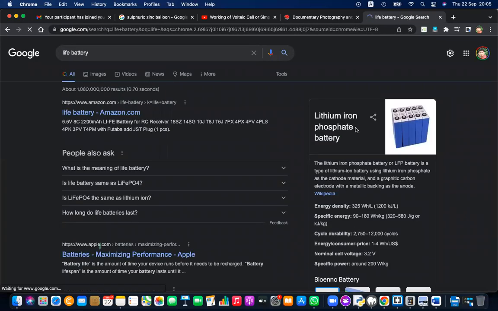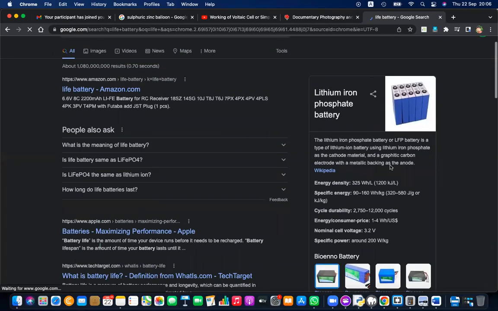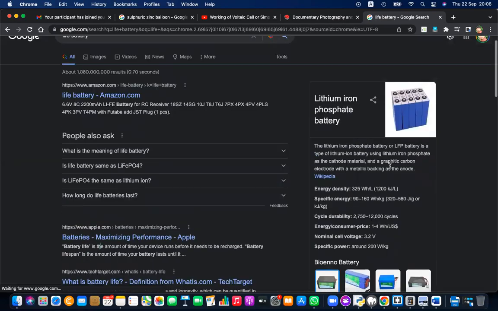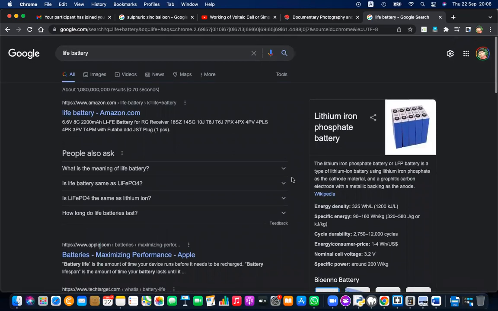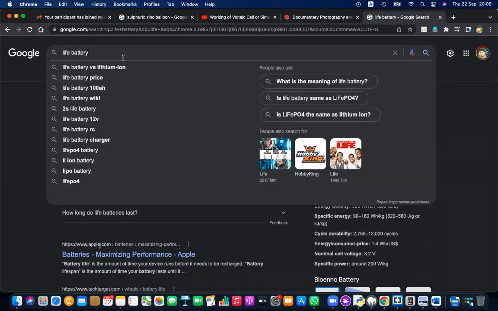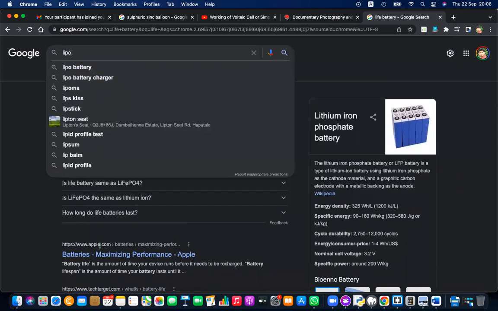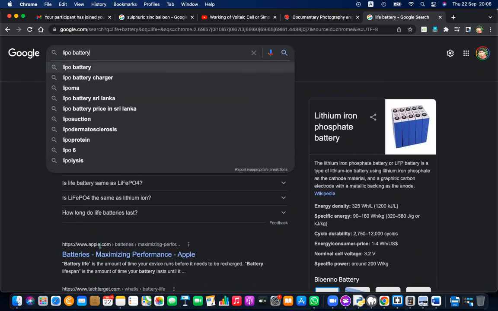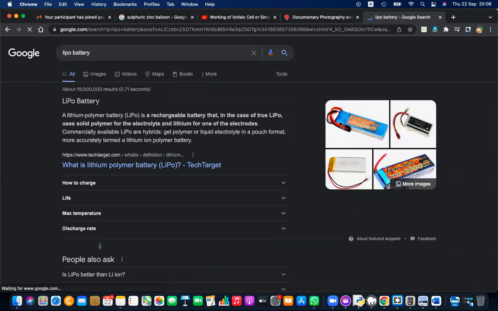Lithium iron phosphate battery, Li-Fi, is one kind of battery. Sometimes these are used in electric vehicles, which are rechargeable, and also in backup power solutions. The other one is the Lipo battery, which is a lithium polymer battery.